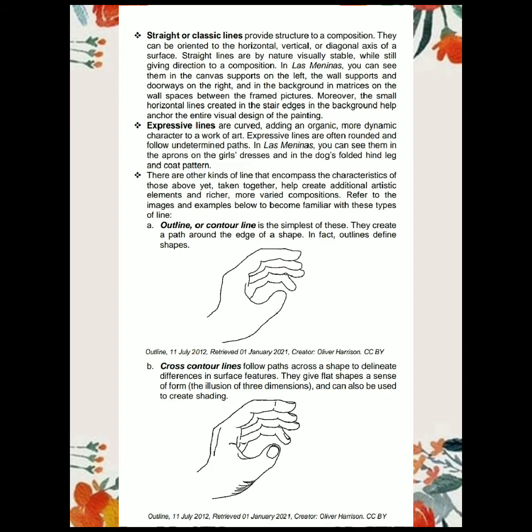The next one is straight or classic lines. They provide structure to a composition. They can be oriented to the horizontal, vertical, or diagonal axis of a surface. Straight lines can be visually stable, while still giving direction to a composition. In Las Meninas, you can see them in the canvas supports on the left, the wall supports and the doorways on the right and in the background, and the wall spaces between the framed pictures. Moreover, the small horizontal lines created by the stair edges in the background help anchor the entire visual design of the painting.